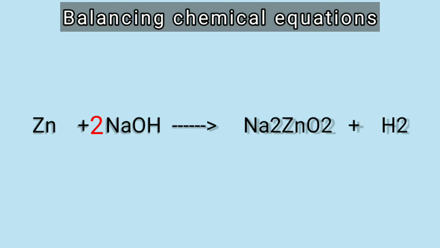We will see how many hydrogen and oxygen are there. We have two oxygen and two hydrogen on product side. We have two hydrogen and two oxygen on reactant side. So equation is balanced since all the atoms are equal on both sides of the equation.